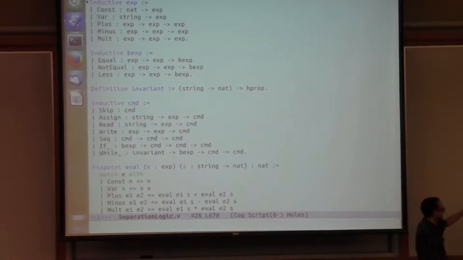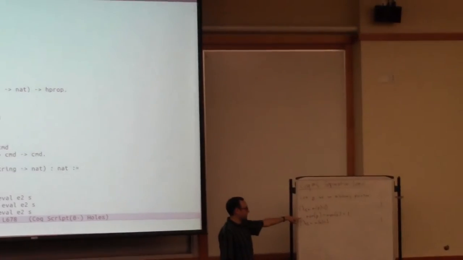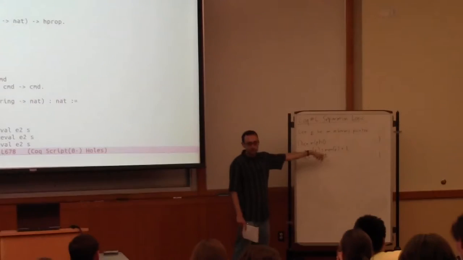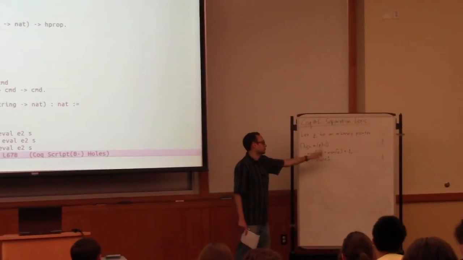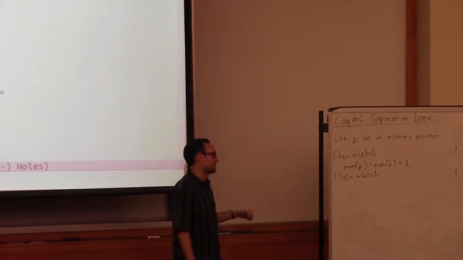Here it is. Let's imagine that we have some memory address P. So P here is a logical variable standing for some address in memory. And I'm going to run this code that reads from that address, adds one to what it reads, and then writes back in. So we're going to increment the value stored at the memory address P.